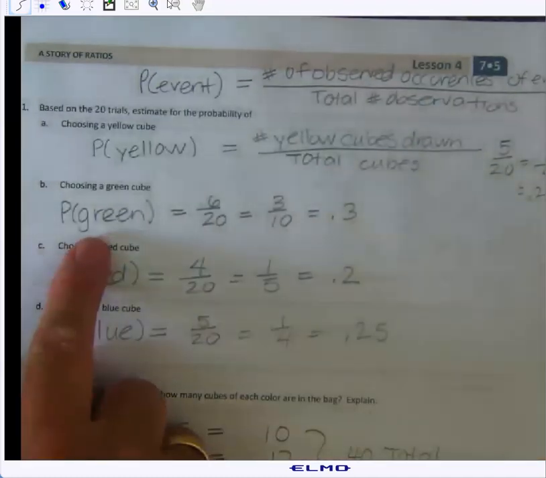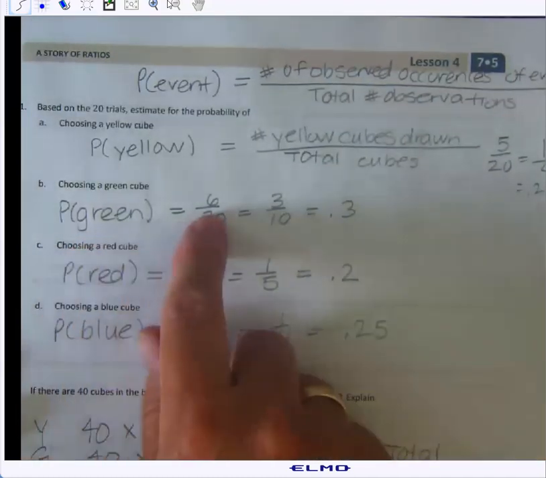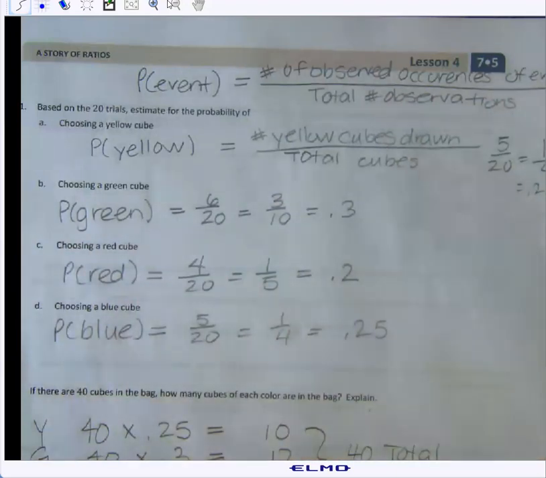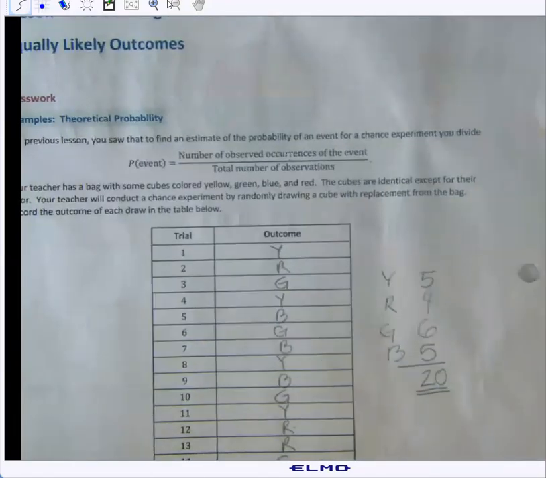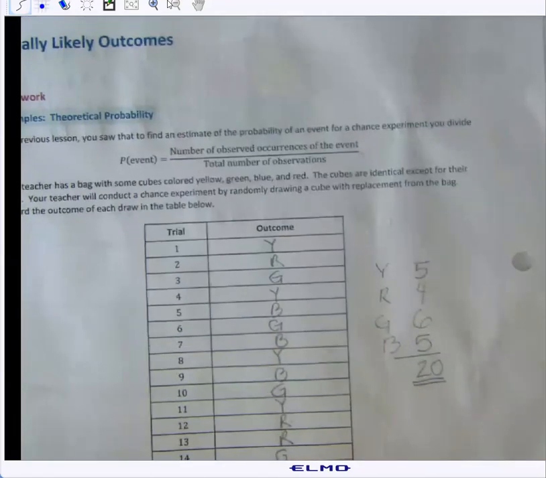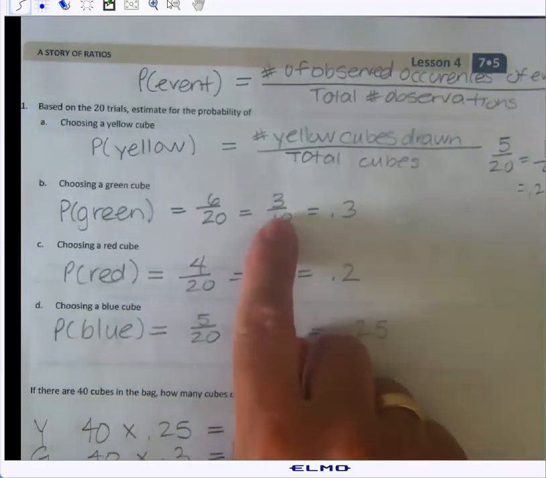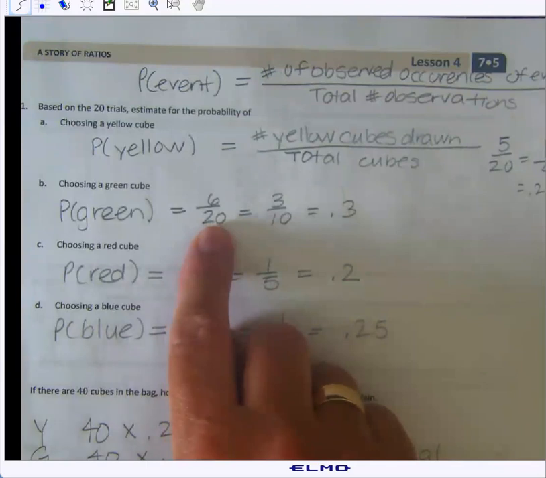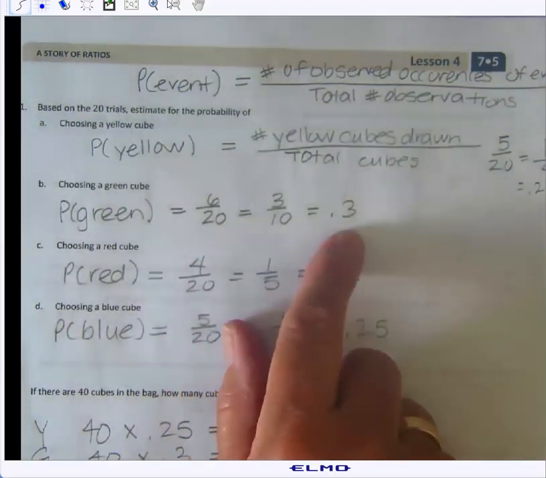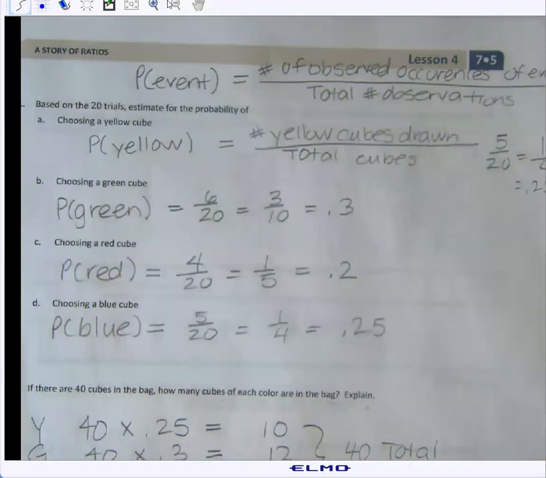For the green, the probability of green, the numerator is 6 because we got the green 6 times. Go back to the data. Here it is. You see by green I have 6. That means that's the number of times I observed a green cube. That's the numerator. And you put that over 20 because I did it 20 times. Reduce and get the decimal, and it's 0.3.